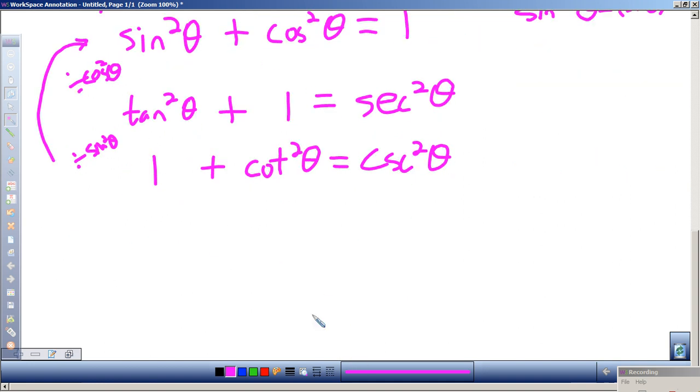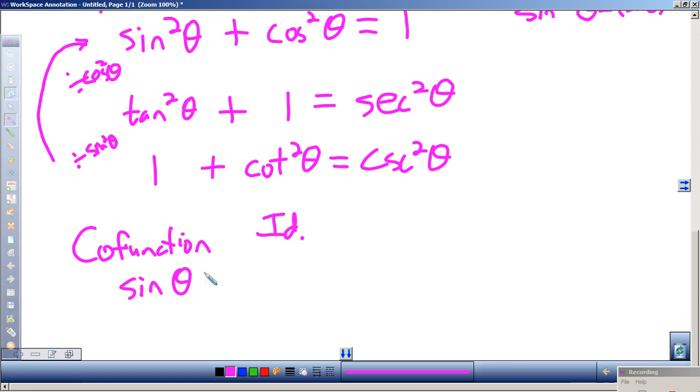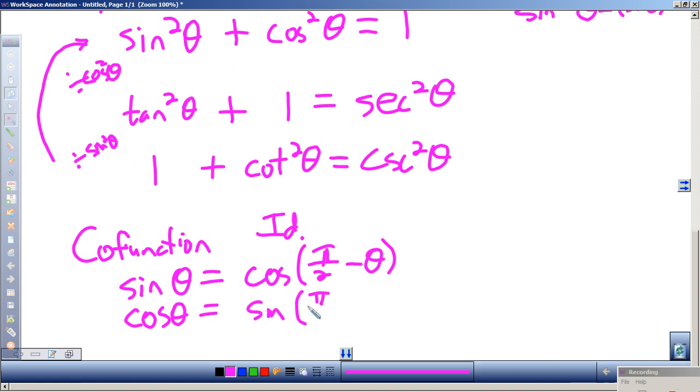Now, a few more of them to do. The cofunction identities. As you were graphing them, did you notice that sine and cosine were the same shape? Anybody notice that? They're the same shape, you're just shifting from each other. The rule for the shift is this. If I had sine theta, and I graphed cosine of pi halves minus theta, I get the exact same graph. And I could do the same thing with cosine theta, which is equal to sine of pi halves minus theta.